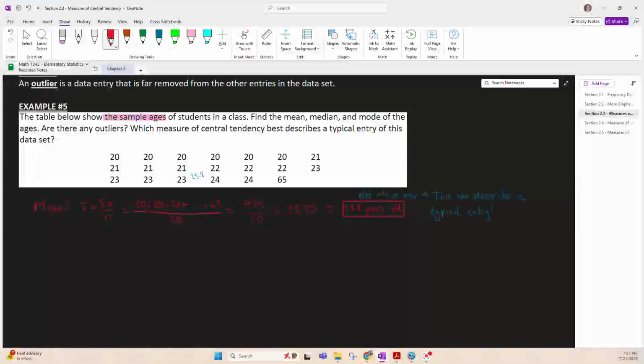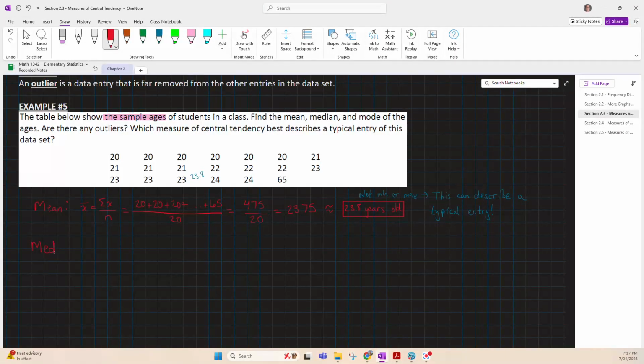Now let's get the median. Well, I guess it's not nice because they give us 20 data entries. So I'm going to count 10 in. 1, 2, 3, 4, 5, 6, 7, 8, 9, 10. Let's circle these. Then if I count from the low end, that 22 should be my 10. 1, 2, 3, 4, 5, 6, 7, 8, 9, 10. Okay. So that means my median has to be in between 21 and 22. 21 plus 22 divided by 2 gives you 21.5 years old. There's our median.